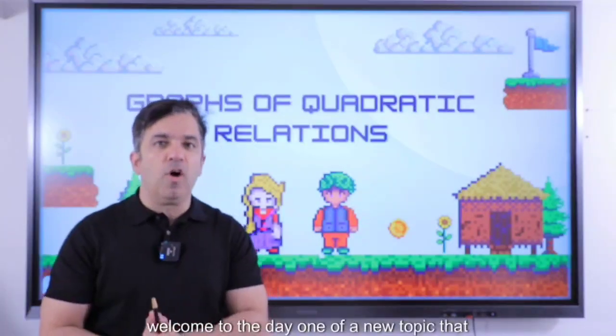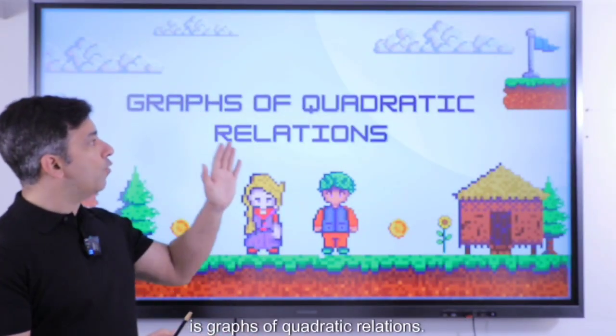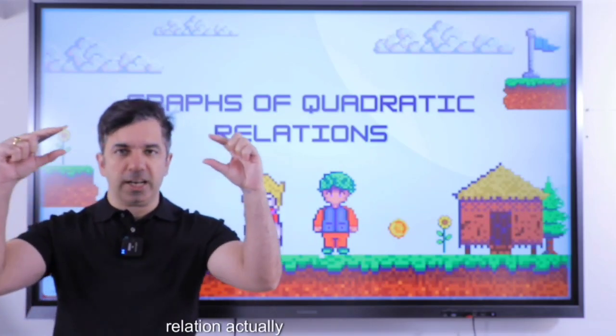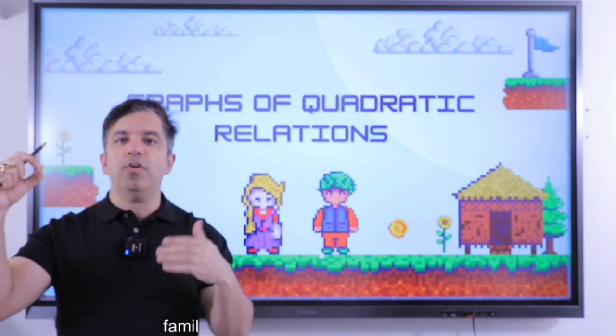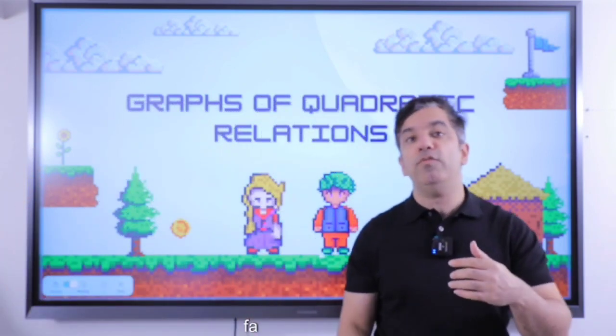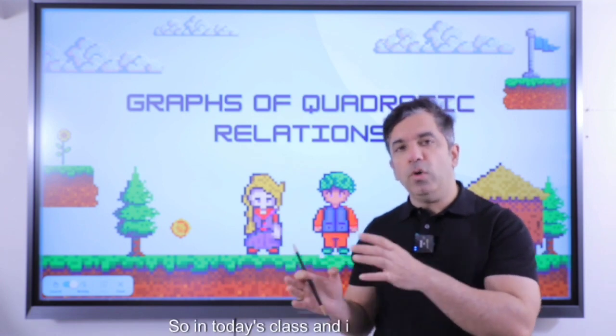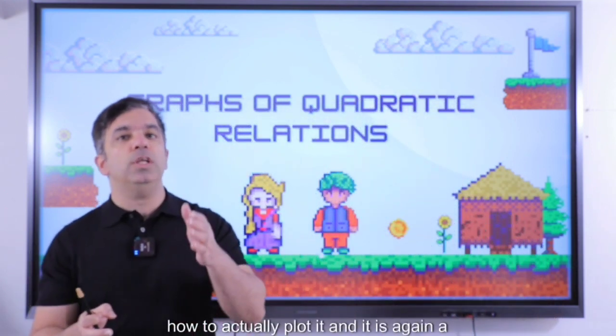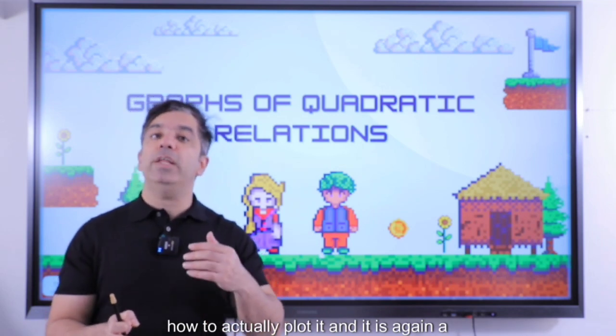Welcome to day one of a new topic, that is graphs of quadratic relations. So now we know what a quadratic relation actually looks like. We are now familiar with the expression ax square plus bx plus c, and we have even factorized it. So in today's class and in the coming classes, we are going to understand how to actually plot it. And it is again a very useful topic.